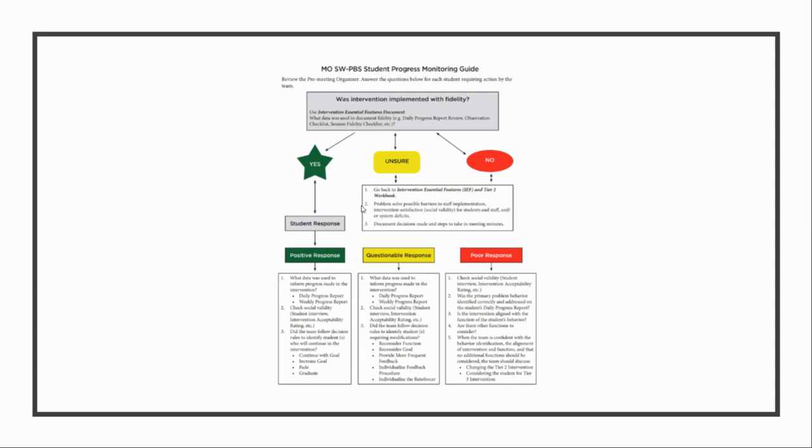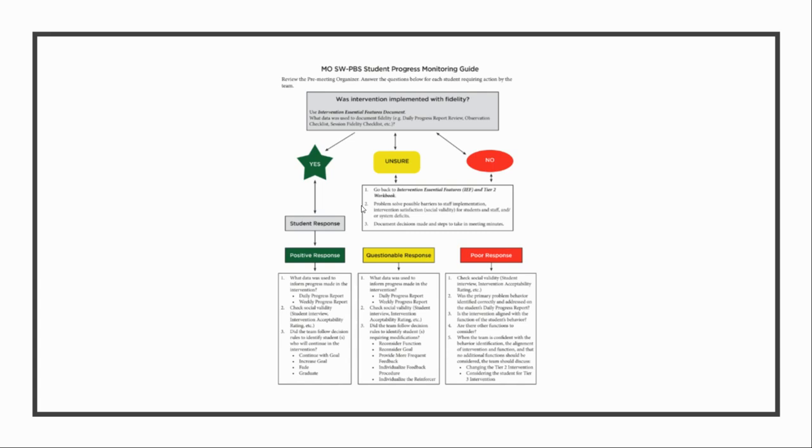So the student identification portion of this guide is used to help teams select function-based interventions to increase the likelihood that that student is going to have some success. The progress monitoring portion of this guide has a goal of directing teams to use direct observation and artifacts as clear evidence of non-response, questionable responses, or poor responses.